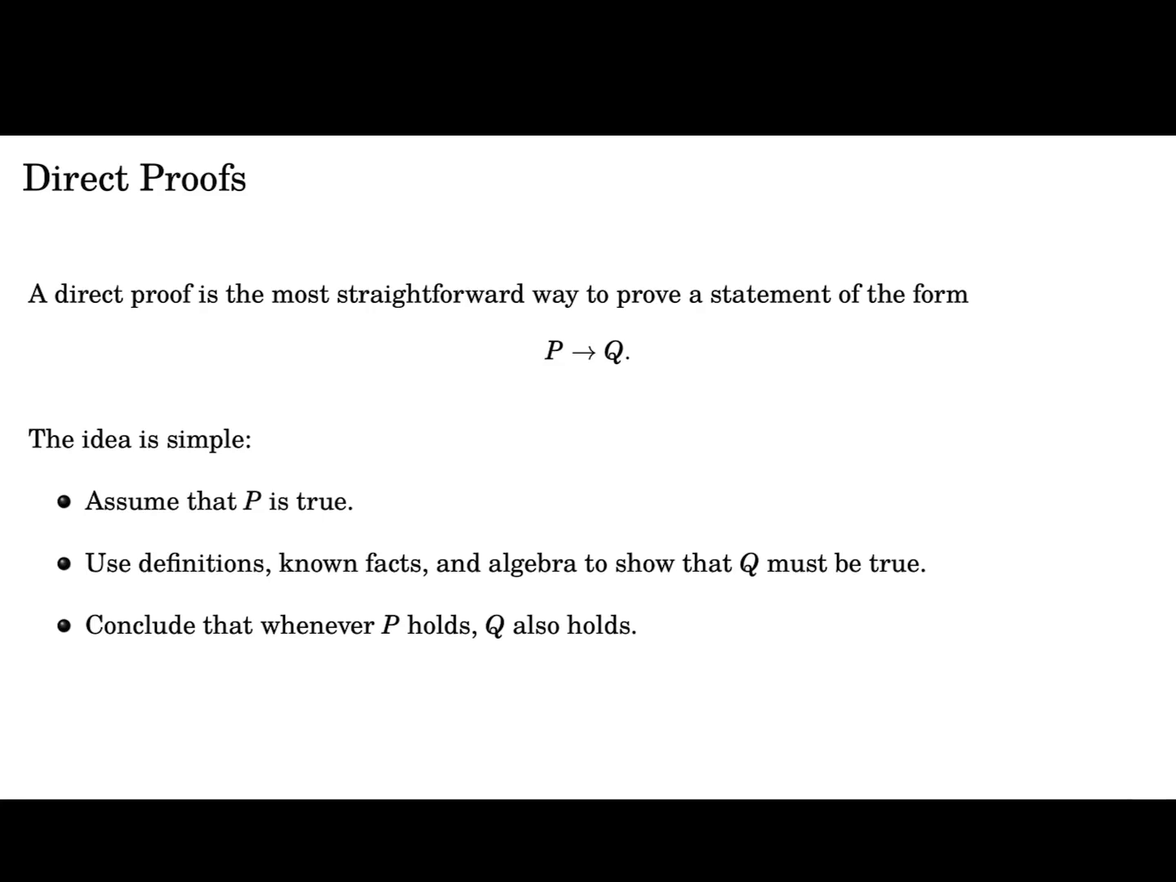A direct proof is the most straightforward kind of proof. We usually use a direct proof to prove a statement of the form P implies Q. In other words, this means if P is true, then Q is true. So here, P is what's known as the hypothesis, and Q is known as the conclusion. And so we want to show that if the hypothesis is true, then the conclusion is true.